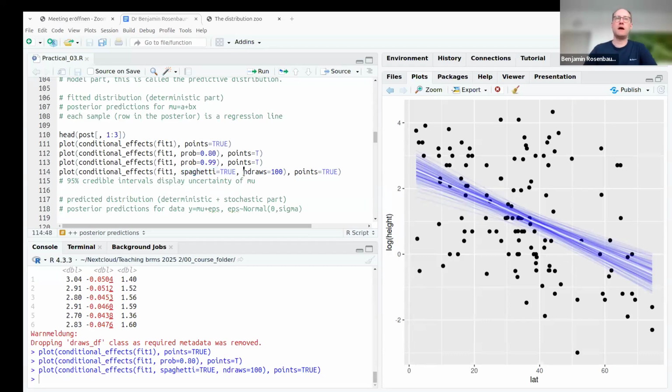I would specify the number of draws. So it randomly selects 100 samples, because if you plot 4,000 regression lines in this ggplot, I think my computer will freeze. So here you can specify just the number of random draws from the samples, just to give you an idea that these confidence intervals are actually generated from all of these different regression lines.